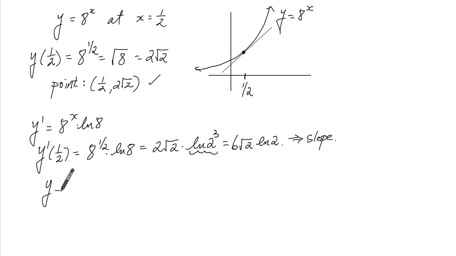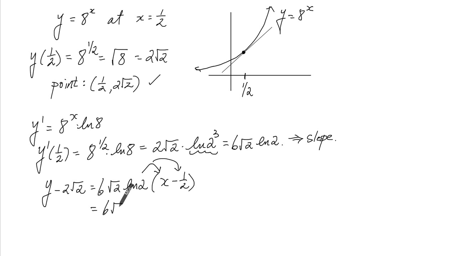And that will be y minus 2 root 2 is equal to the slope 6 root 2 ln of 2 multiplied by x minus a half. Let's do some algebra here to simplify. Okay. So I'm going to expand this expression to get 6 root 2 ln of 2 all multiplied by x, minus a half multiplied by this expression, which would be 3 root 2 ln of 2. Okay. And what I'm going to do is bring 2 root 2 to the right hand side. I'm going to add 2 root 2 to this expression.